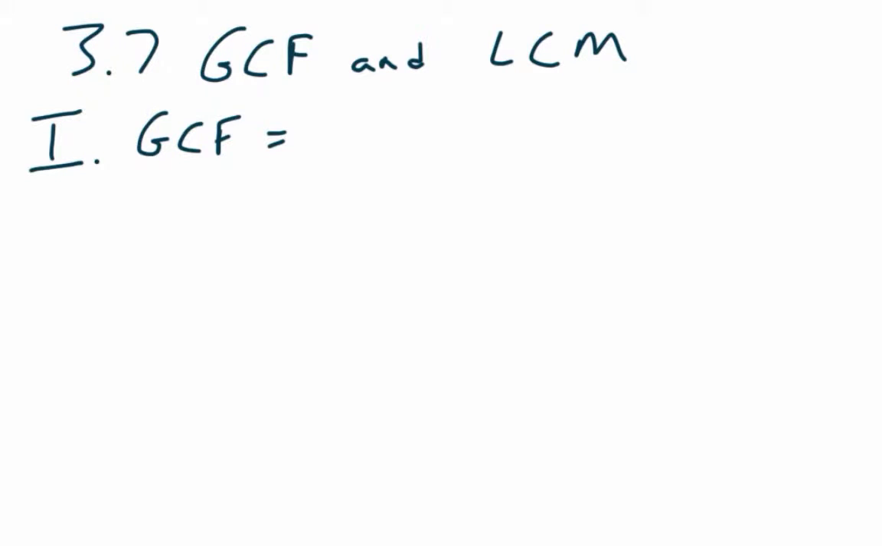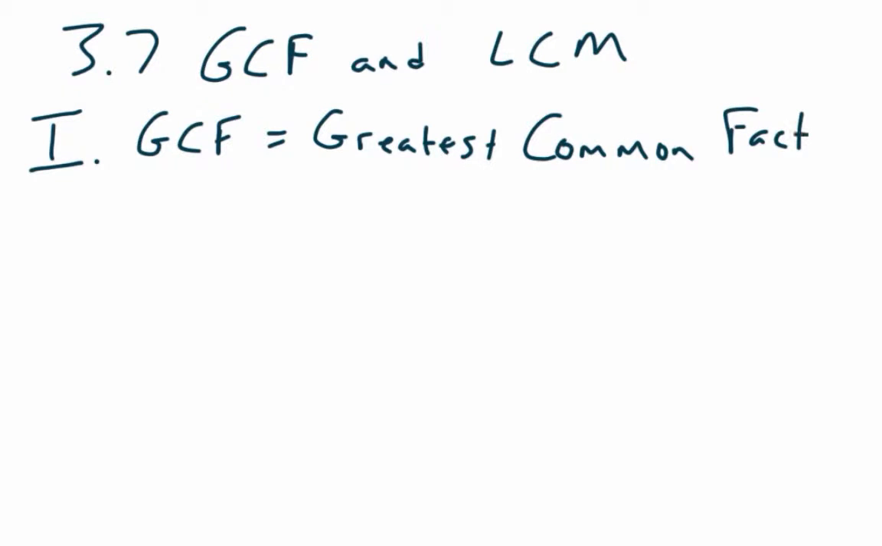3-7, the title is GCF and LCM, which doesn't make a ton of sense, but GCF, we're going to start with that, Roman numeral 1. It's greatest common factor. So maybe it does make sense. You've seen it before? Cool. So greatest common factor. Lowest common multiple. So it sounds like it's all review.